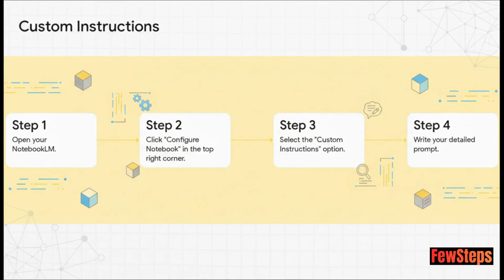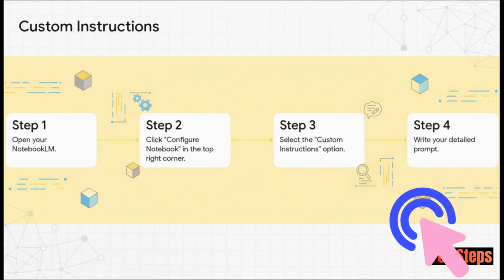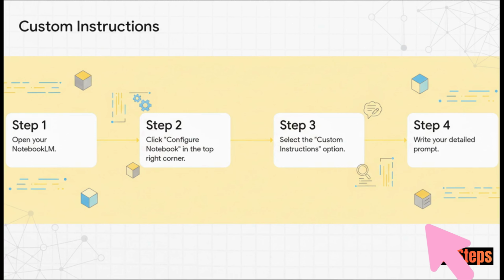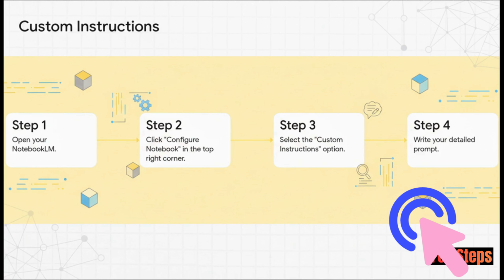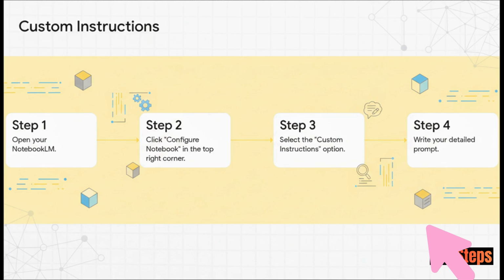And here's how you do it. It's so simple. In your notebook, you just click Configure Notebook up in the top right, select Custom Instructions, and that's it. That's where you write your prompt. It's that easy to access, but I swear, most people never even click it.